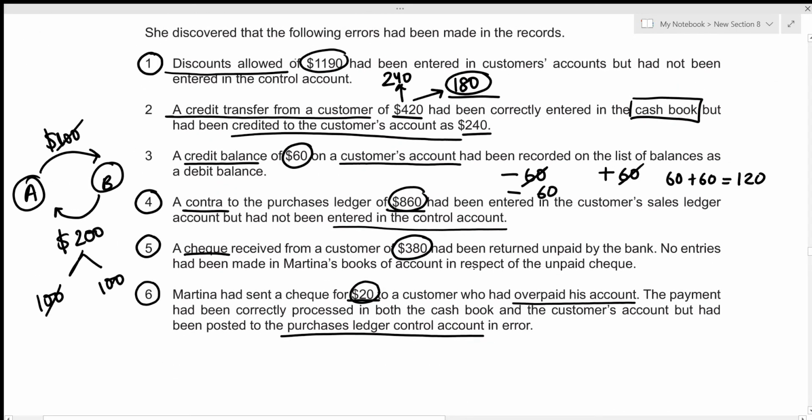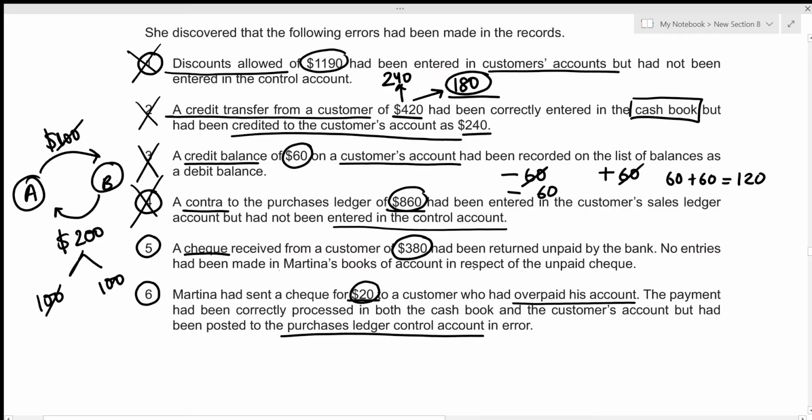So the error 1 indicates discount allowed, which had been entered in the customer's account. So obviously we do not need to consider this. We've already considered error 2 and error 3. For error 4, we have a contra, so we do not need to consider this as well. For the fifth one, we are talking about a check that had been received from a customer of 380 and had been returned unpaid. No entries had been made in Martina's books of accounts.